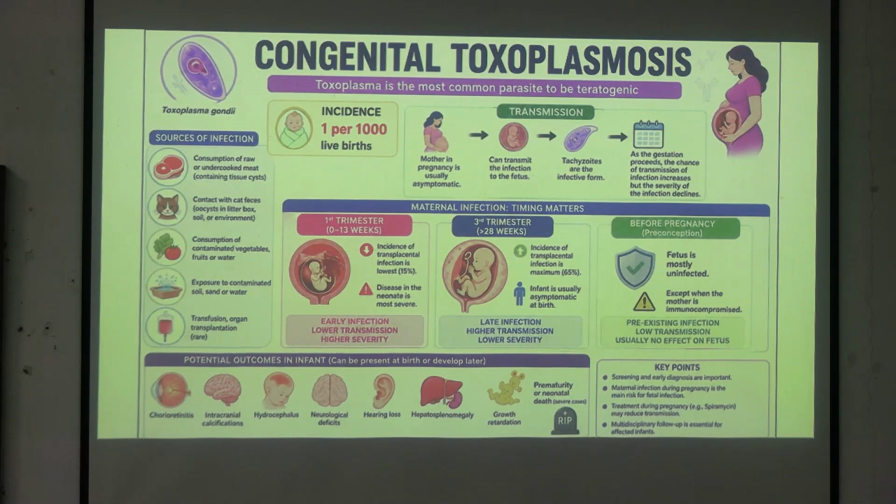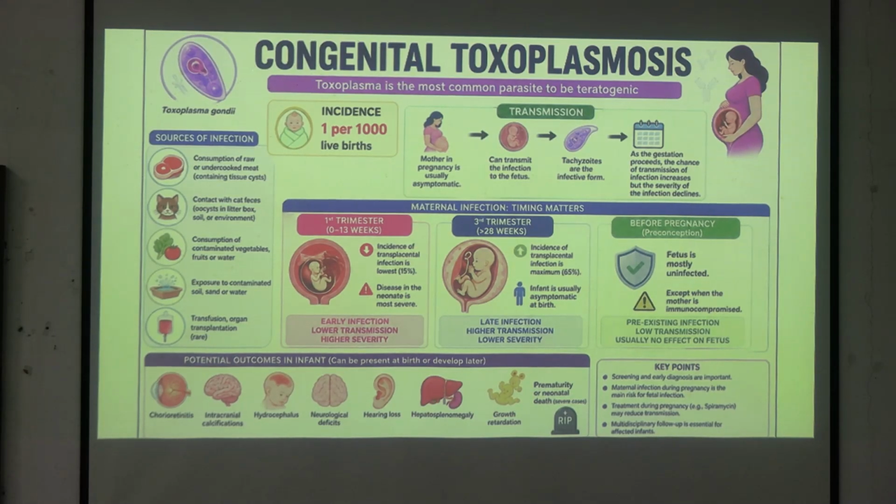What are the routes? The routes are the same that you have read. By eating uncooked raw vegetables, by eating uncooked or undercooked meat which is contaminated. Okay, so all these things, and also contact with the cat, because cat feces harbor this organism. So from these two routes you can be infected.